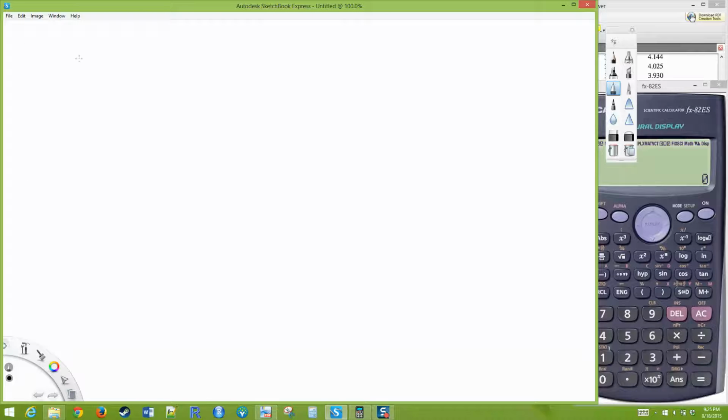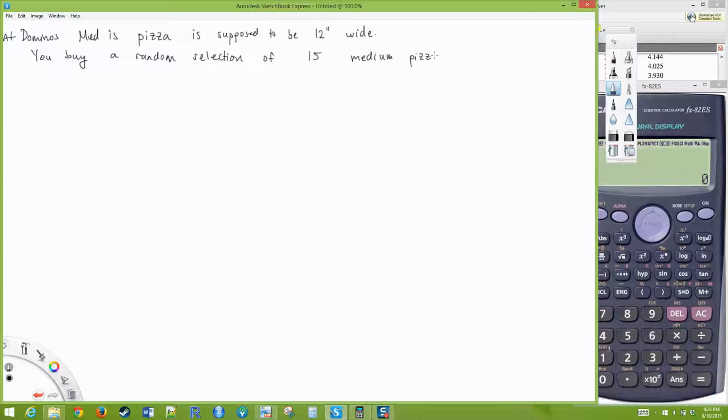We're good? All right, so let's say at Domino's, the medium pizza is how big? 12 inches? It's supposed to be 12 inches wide. Let's say you want to test if this is true. So you buy a random selection of maybe 15 medium pizzas, and you measure how wide they are.